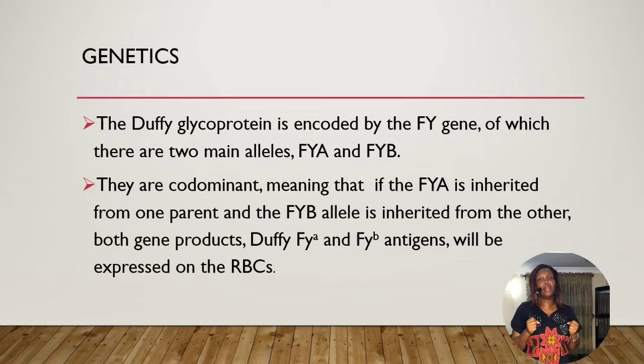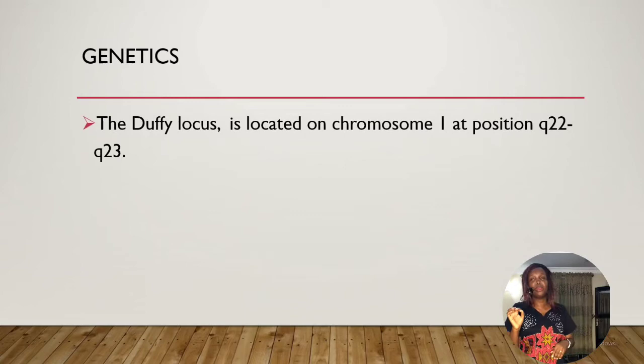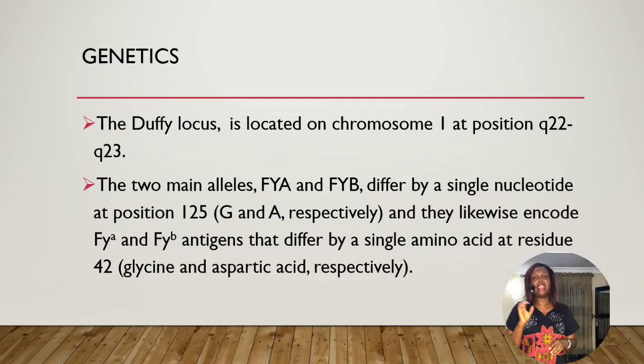Now, the Duffy locus is located on chromosome 1. And the two main alleles, FYA and FYB, differ by a single nucleotide at position 125. And they likewise encode FYA and FYB antigens that differ by a single amino acid at residue 42.